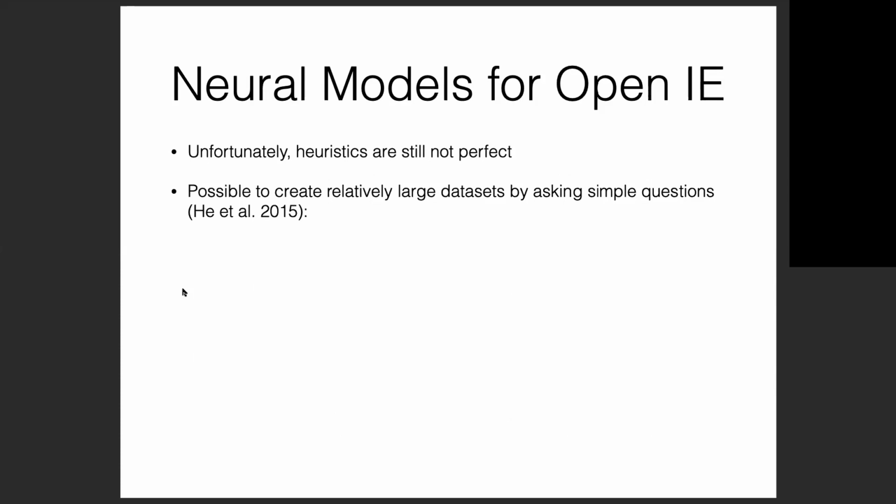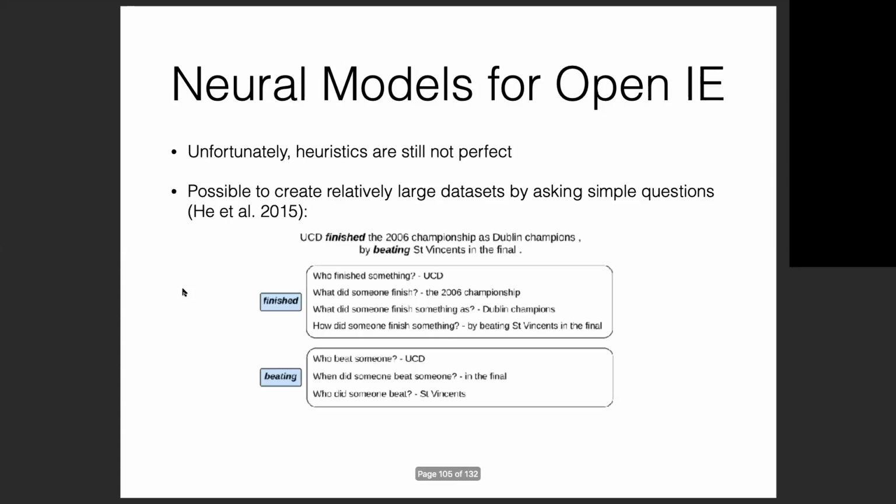As an interesting example of how we could create data to instead train a supervised model that would potentially be more accurate, Hood et al. 2015 basically came up with questions that you could ask crowd workers to try to extract particular types of semantic role labeling relations. So for example, we have "UCD finished the 2006 championship as Dublin champions by beating St. Vincent in the finals." And you have a bunch of questions like who finished something, what did someone finish, what did someone finish something as, etc.